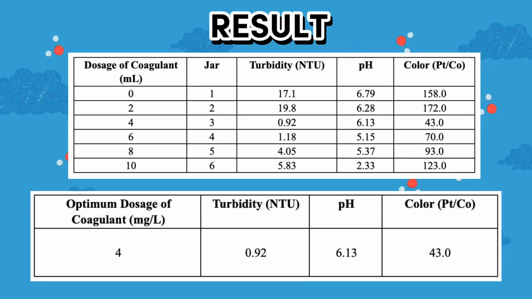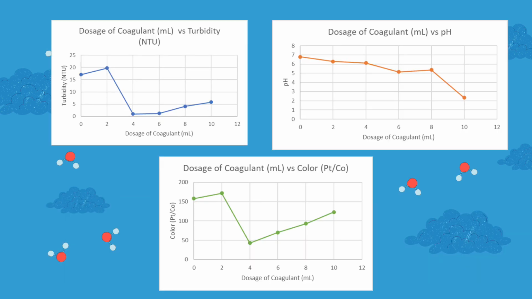So next, this is the result after we completed the jar test. And lastly, we plotted 3 graphs. First graph, dosage of coagulant versus turbidity. Second graph, dosage of coagulant versus pH. And third graph, dosage of coagulant versus color.